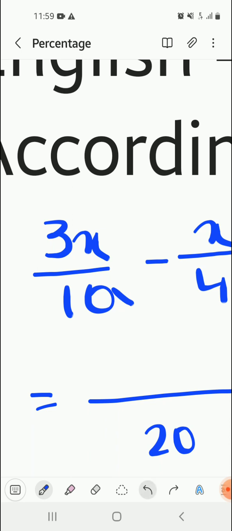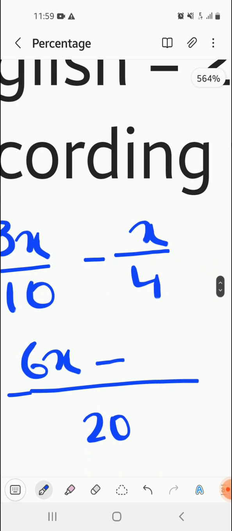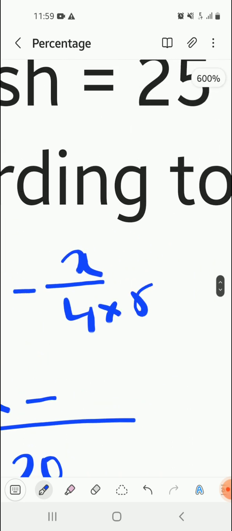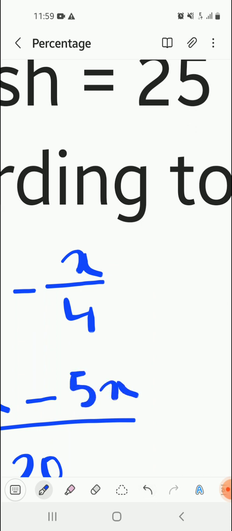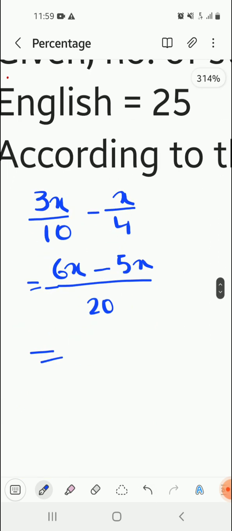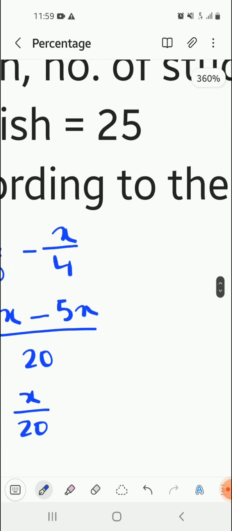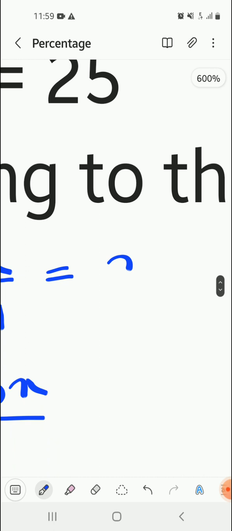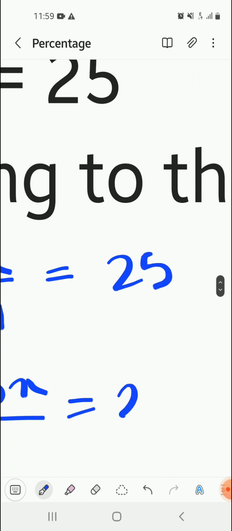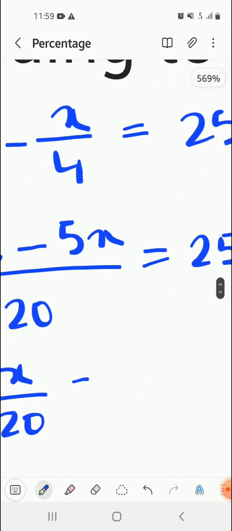So 20 divided by 10 is 2, which means 3x into 2, 6x, minus 20 divided by 4 is 5, so x into 5, we're going to write 5x. 6x minus 5x is only x by 20. And we know that this is equal to 25 as per the given question. So we write x by 20 is equal to 25.